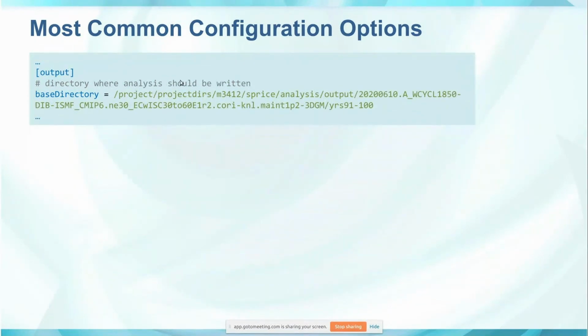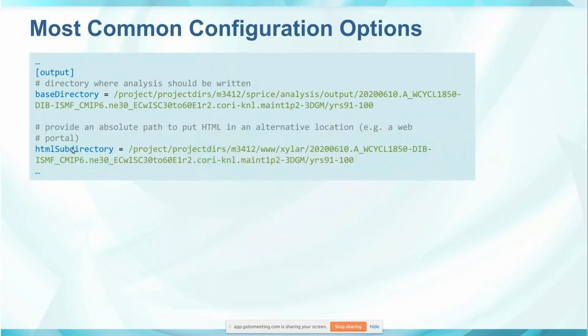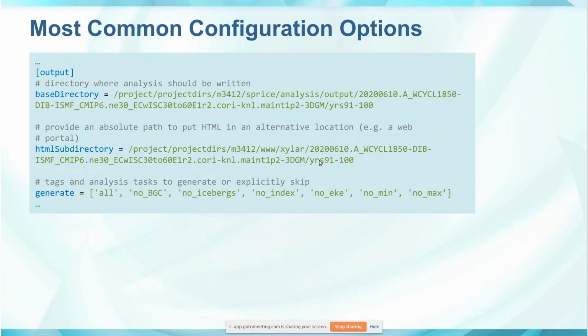The output is pretty similar to the input. You just give it some directory where you'd like to put all of the analysis that you've done. So it's really a matter of taste how you want to organize that. We often do the simulation name and then the number of years over which the climatology is being run, but you can really do whatever makes sense to you. And you can have a separate directory for HTML output. The default is that it's just an HTML subdirectory within the base, but it's often useful to have it dumped directly to the web portal. So all you have to do is change the permissions.